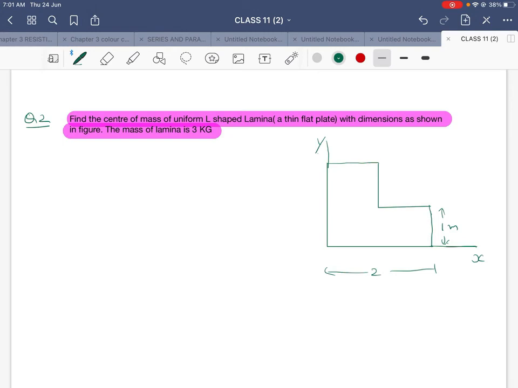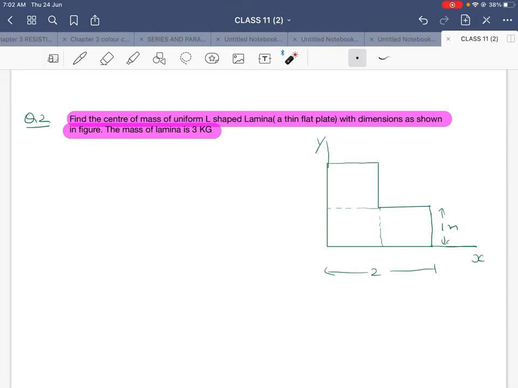Now we can think of the L shape as consisting of 3 squares, that is, join this and join this. So we consider this L shape as consisting of 3 squares, each of length 1 meter. The mass of each square is 1 kg because the total mass is 3 kg. So each square has mass 1 kg, 1 kg and 1 kg because the lamina is uniform.